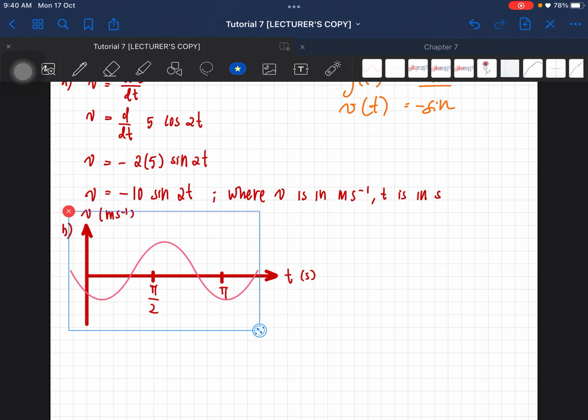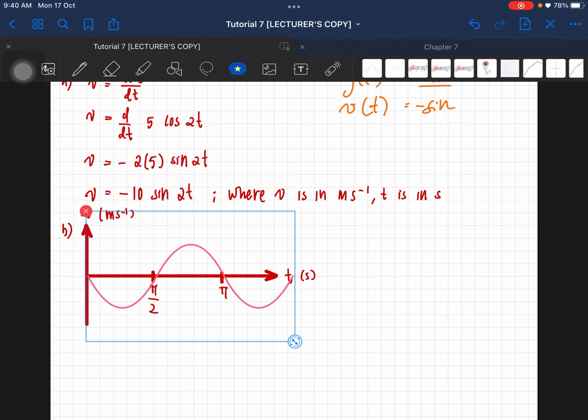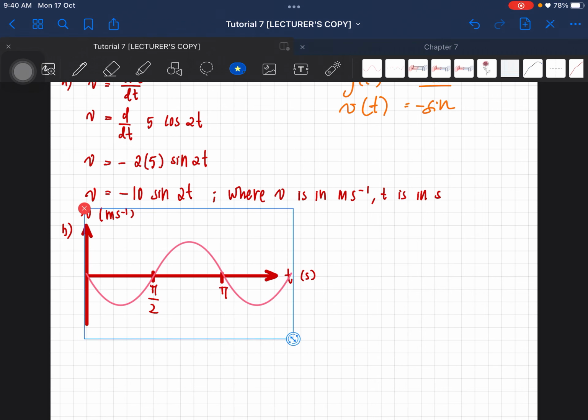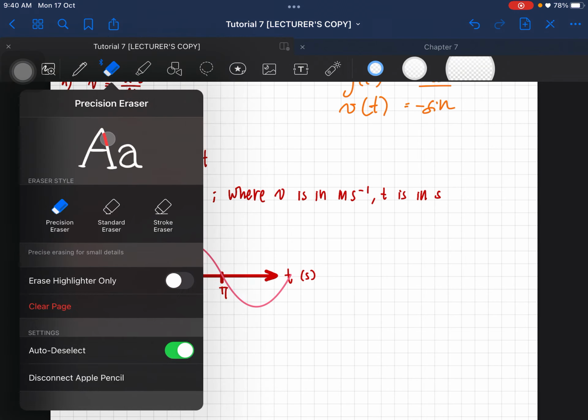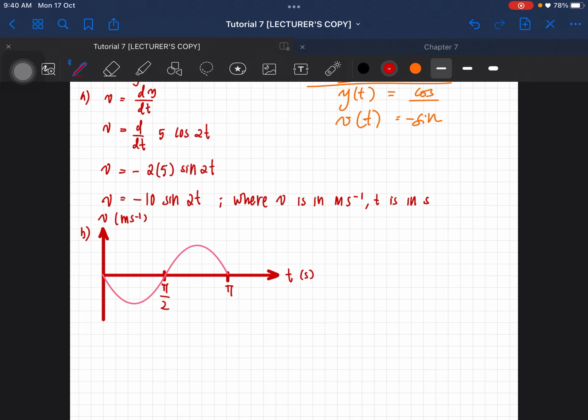Okay, so it should be something like this. That is how your graph should be, and that is one complete cycle. So the amplitude is here. So this is 10, this is negative 10. Okay?